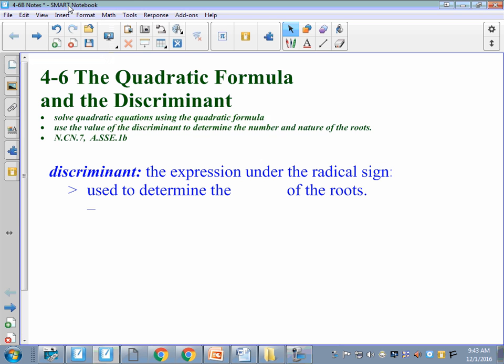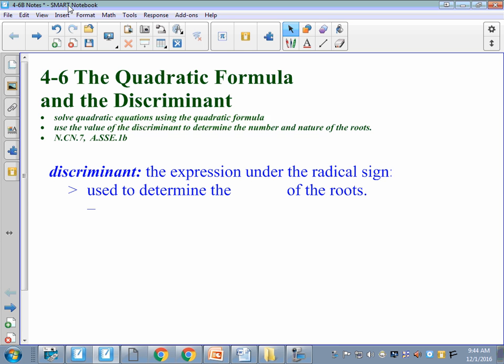These are your 4-6B notes, and they are on the quadratic formula and the discriminant. So we talked about the quadratic formula in the previous section. That's to find the solutions, to actually give the values of x. The discriminant is just a section of the quadratic formula.